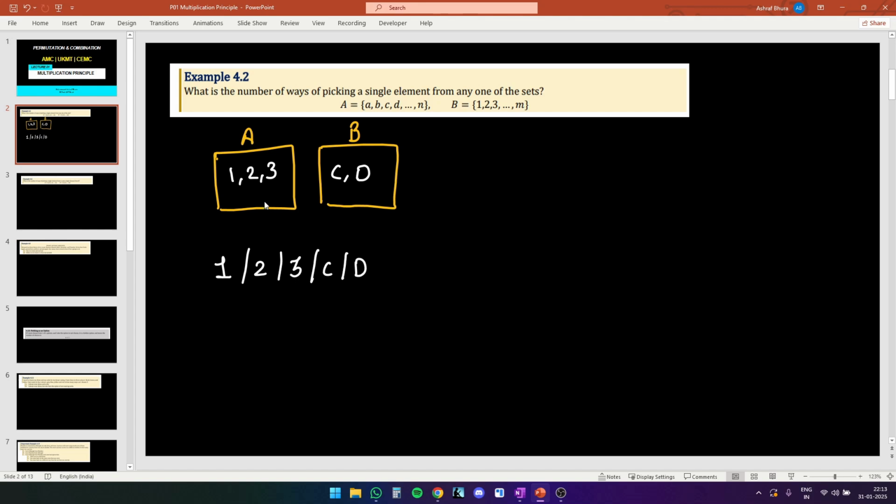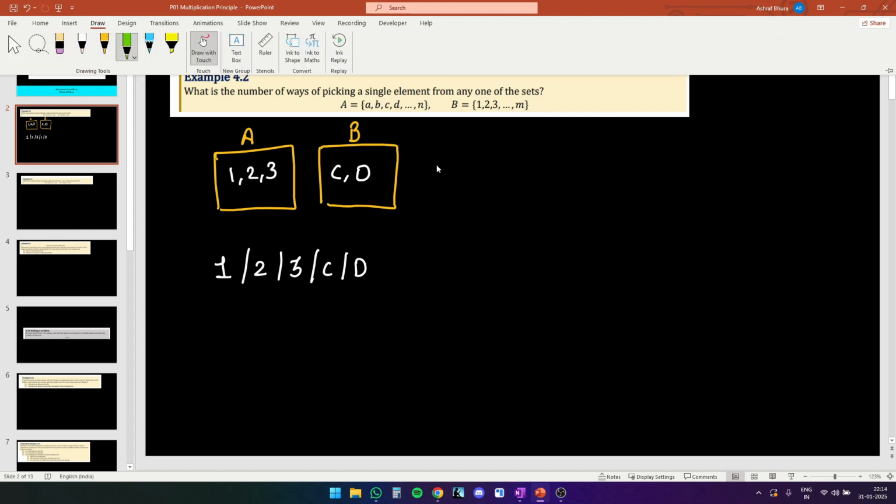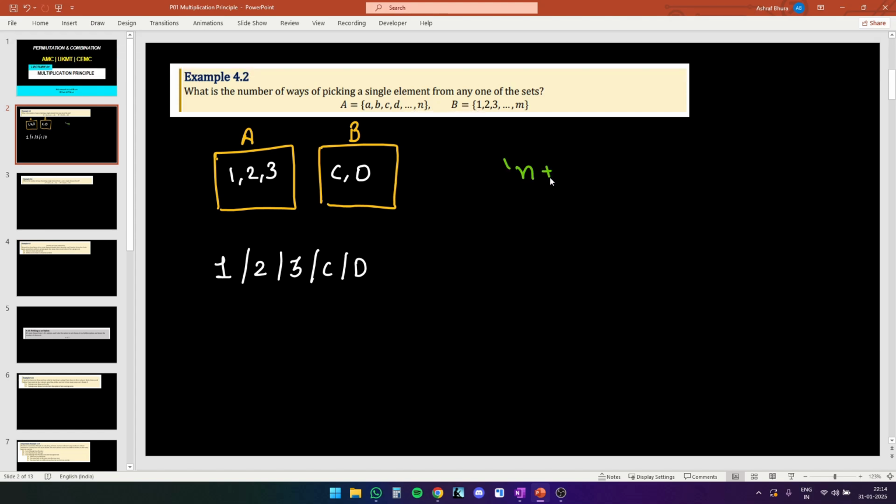So can I simply say that the number of choices I will be having is the number of elements present in the A plus the number of elements present in the B part. So here we are having n elements in the A and m elements in the B. So what should be the answer? N plus m ways. And this is known as addition principle.